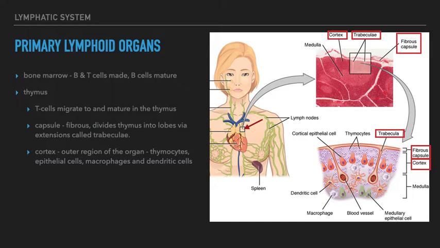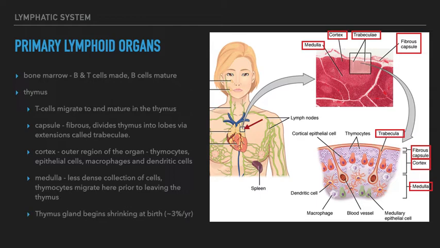The cortex is densely packed, so it stains more intensely than the rest of the thymus, and that can help you identify it. The inner part of the thymus is called the medulla. This is where the thymocytes migrate before leaving the thymus. This contains a less dense collection of thymocytes, epithelial cells, and dendritic cells.